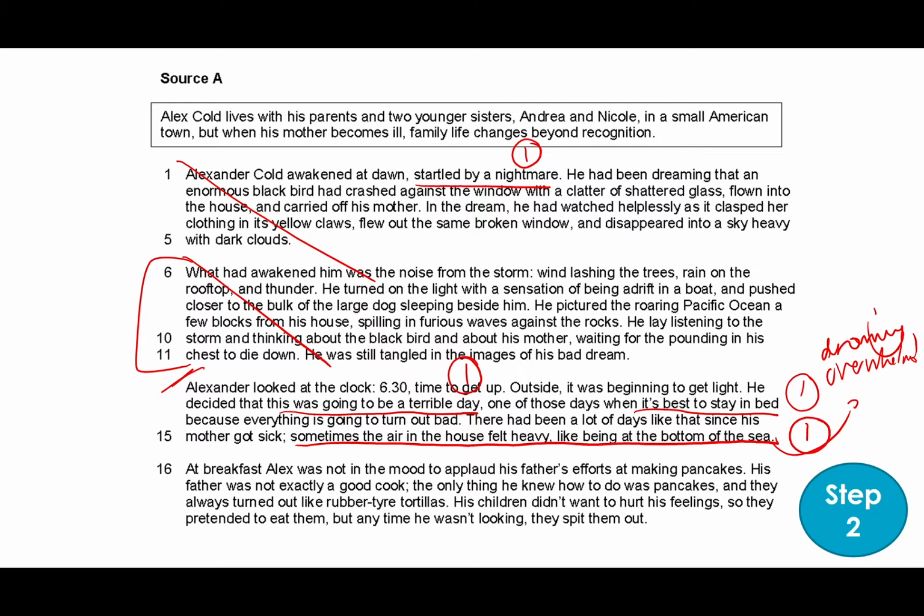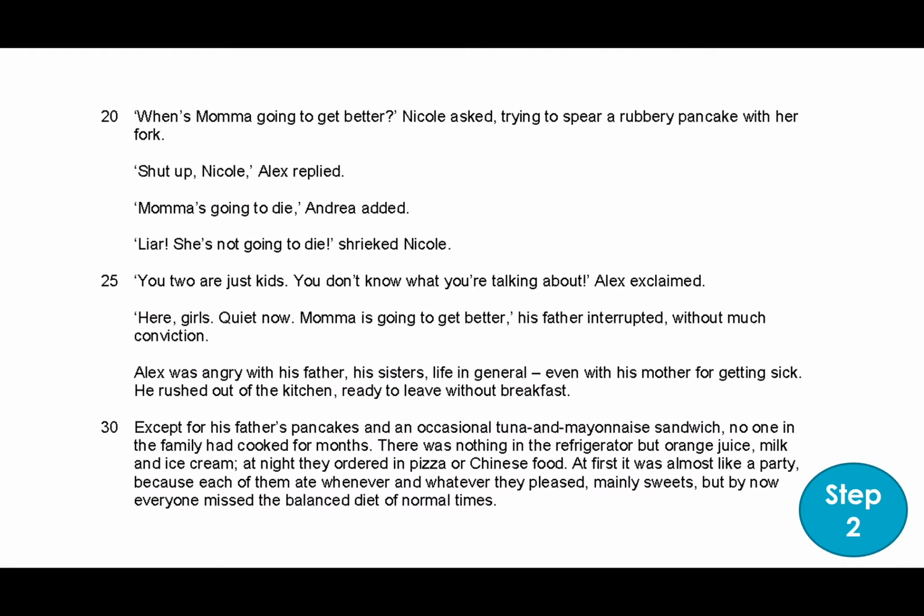Let's keep going. "At breakfast, he was not in the mood. He was in a bad mood to applaud his father's efforts." Oh, his dad's making pancakes for him, but he's not in the mood. I think maybe that shows he's potentially a little bit irrational, because his dad's trying to do something nice and he's so upset, maybe about his mother, that he can't even see the good in what his father is trying to do. Okay, those are the only quotes I like there. Let's keep scanning.